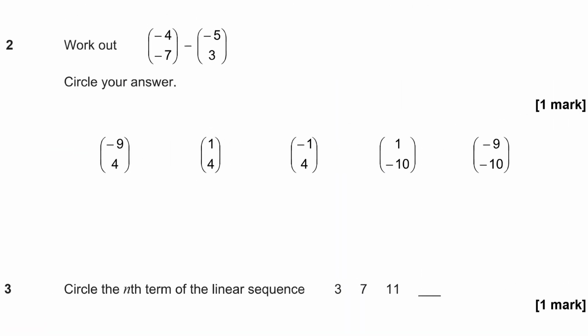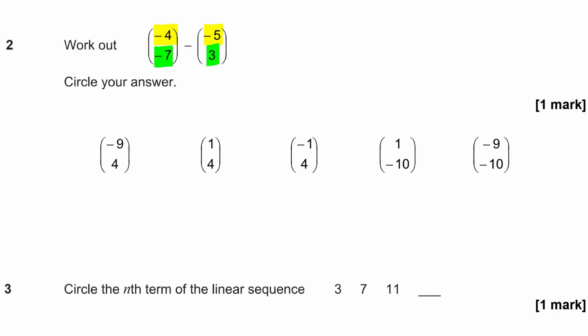Question 2. Work out minus 4, minus 7, minus minus 5, 3. So I've got vector subtraction here. So I need to subtract minus 4 subtract negative 5, and I need to subtract negative 7 subtract 3.